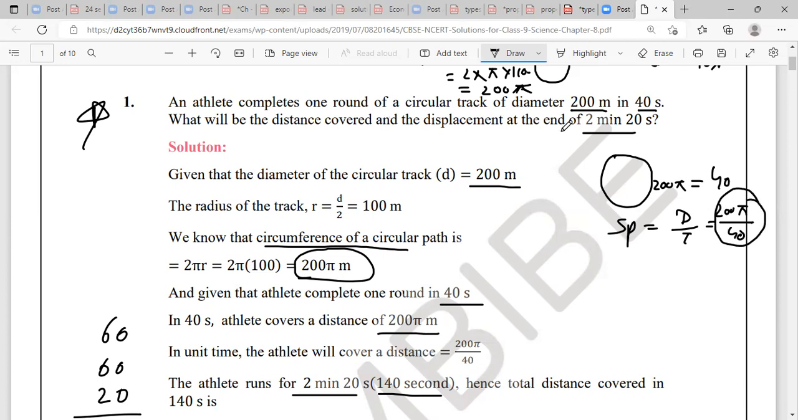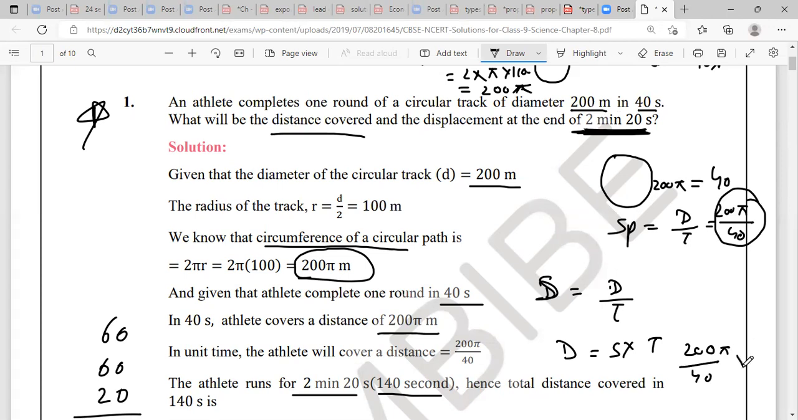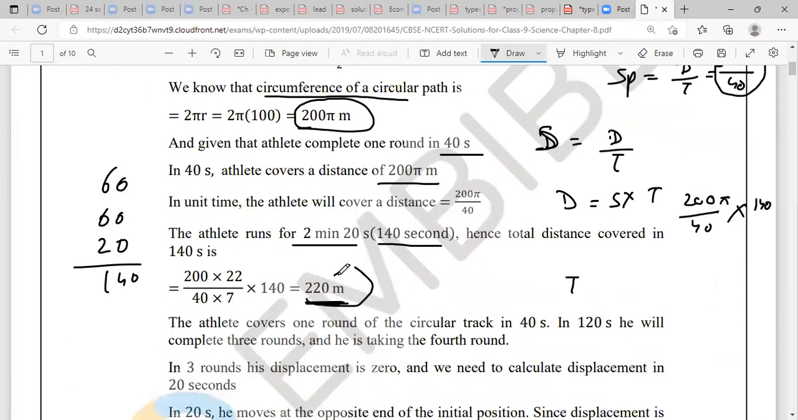Now with the same speed, he is traveling for this much time. You have to find the distance covered. Speed equals distance upon time, so distance equals speed multiplied by time. This is your speed, 200 pi divided by 40, multiplied by your time, which is 2 minutes 20 seconds. 2 minutes means 60 plus 60 seconds, plus 20, so it is 140 seconds. So multiply by 140. You will solve it and get the answer, which is 700 pi meters. Clear?